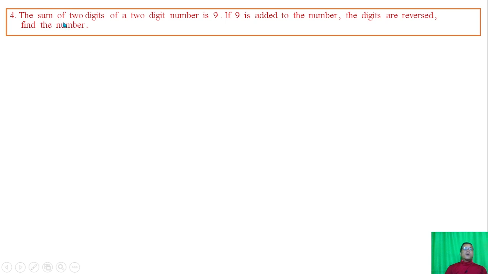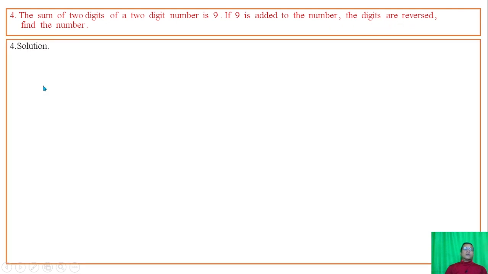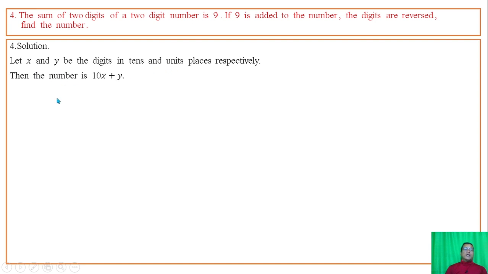Question 4. The sum of the two digits of a two-digit number is 9. If 9 is added to the number, the digits are reversed. Find the number. Let x and y be the digits in tens and units places respectively. Then the number is 10x plus y, which is the required number.